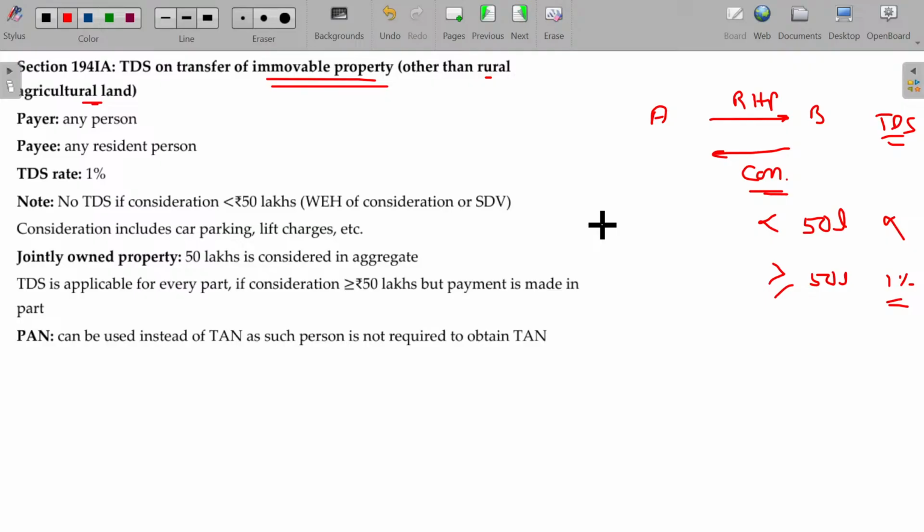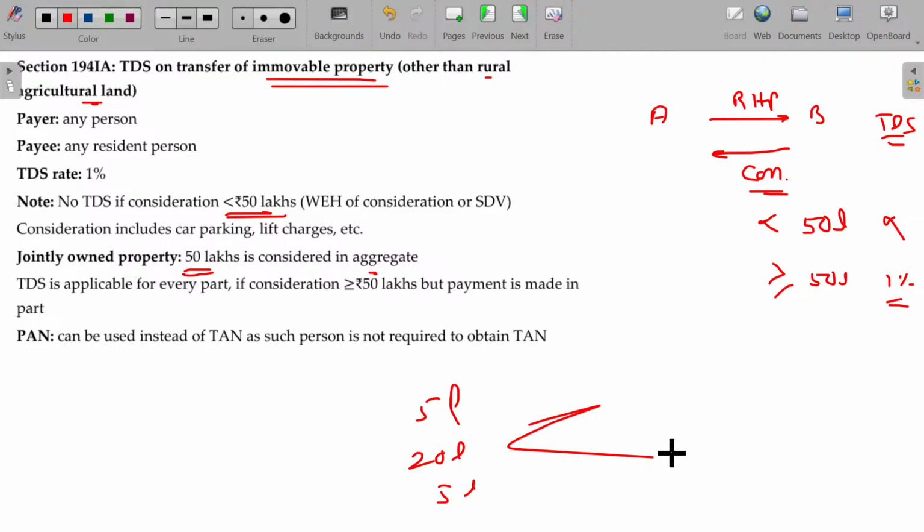Okay. So no TDS consideration if it is less than 50 lakhs. Jointly owned property, 50 lakhs is considered in aggregate. Okay. Jointly owned property, 2 or 3 holding. See, if you are making the payment 5 lakhs and then 20 lakhs and then 5 lakhs temporarily, for each and every payment you have to deduct the TDS 1% if the overall consideration crosses 50 lakhs. Is that okay? That's all. So 50 lakhs consideration, the TDS rate is very small number, 1%. If the value is bigger, the TDS is only very, very less, 1%.